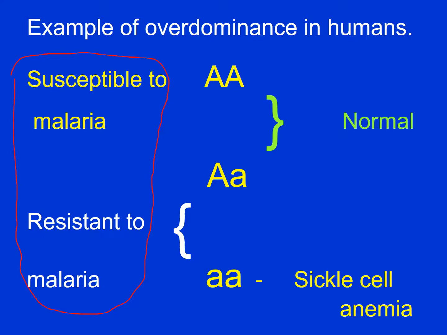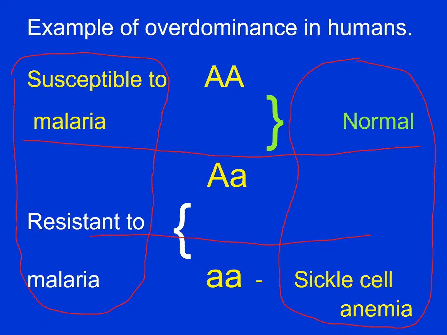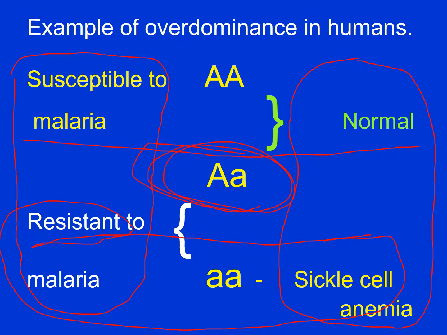Well, this gene also affects the formation of your red blood cells. Sickle cell anemia just means that the red blood cells are not formed properly, have a harder time, and are not very efficient at transporting oxygen to the organs that need it. So if you're two big A's, you've got normal blood, but you're susceptible to malaria. If you've got two little a's, you're resistant to malaria, but you have sickle cell anemia, which is not necessarily a good thing. So the individuals that are heterozygous here have the clear advantage. They're going to be resistant to malaria, and they're going to have normal red blood cells.